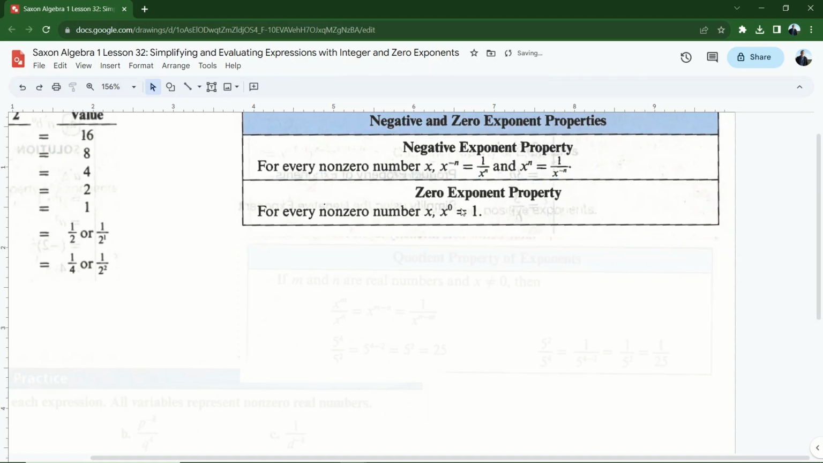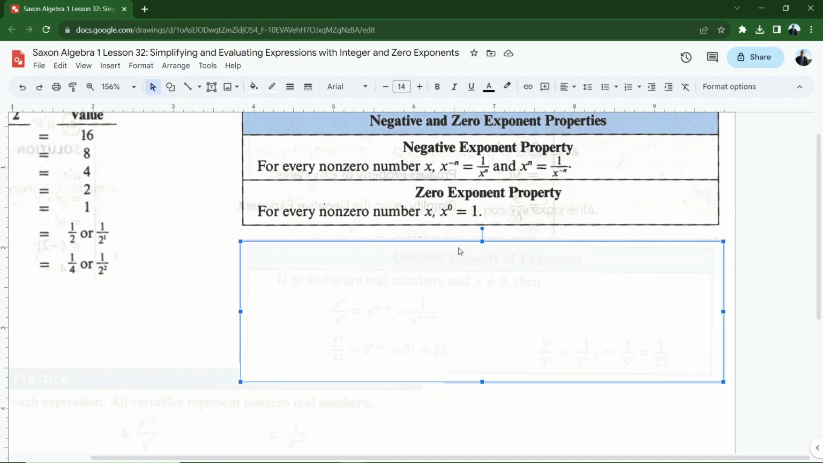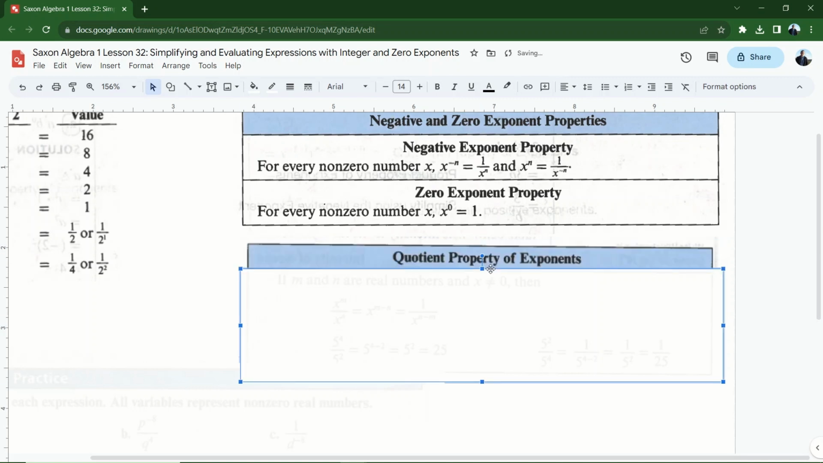And then let's talk about the zero exponent property. As long as you're not dealing with a base of 0, anything raised to the 0 is 1. And that's just a property you need to memorize. All right, now this is where if you don't know how to add and subtract negative numbers, things are suddenly going to get very difficult for you in algebra.